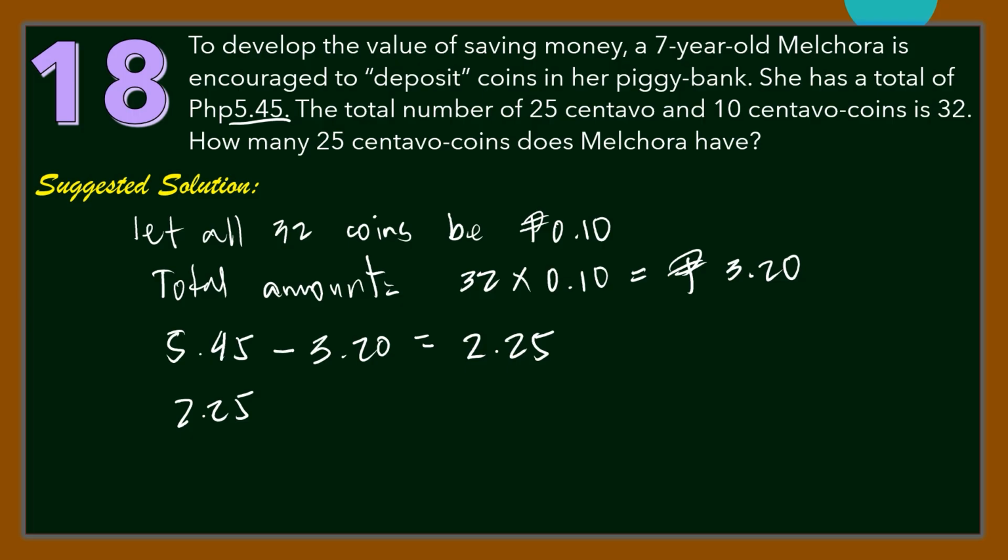And there's how many 25 centavo coins in all? If we divide this by 15 centavos, that is equal to 15. Therefore, Melchora has 15 25 centavo coins and 17 10 centavo coins.